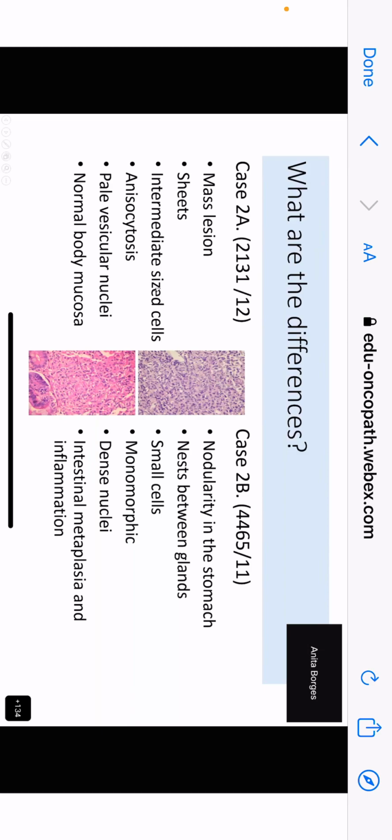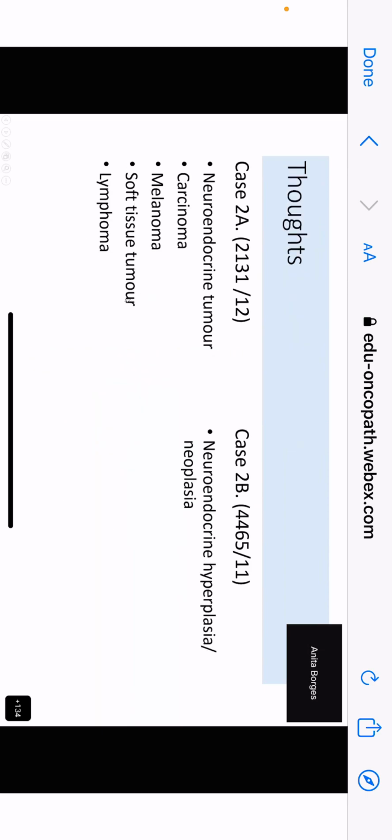So if you have to make some kind of differential diagnosis, what are your thoughts? Come on, so everybody knows that 2B is neuroendocrine hyperplasia versus neoplasia. What is it in 2A? Neuroendocrine tumor. So, who said neuroendocrine tumor? Limpy, you've joined us. How nice. Yes, ma'am. Limpy, you think it's neuroendocrine tumor. All right, very good.